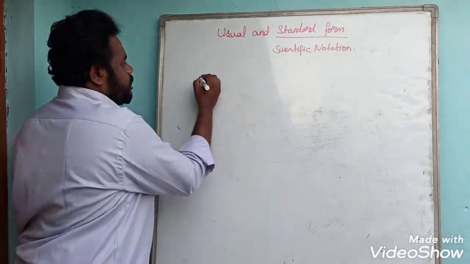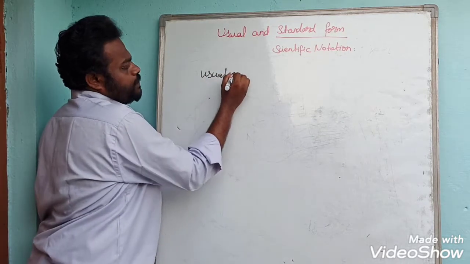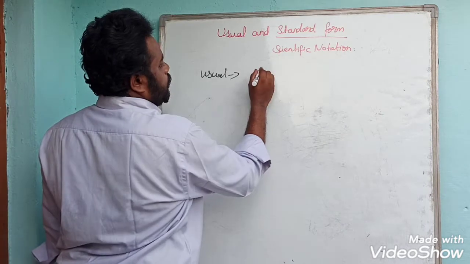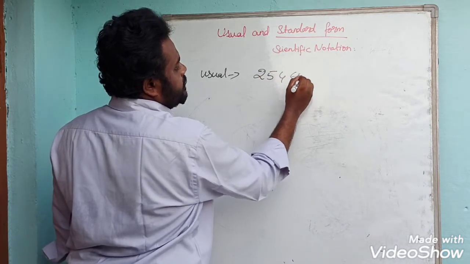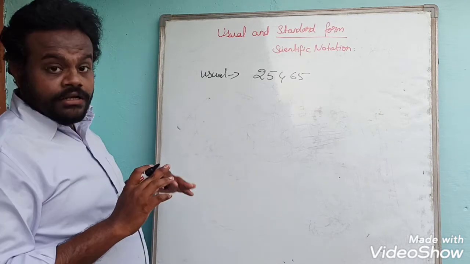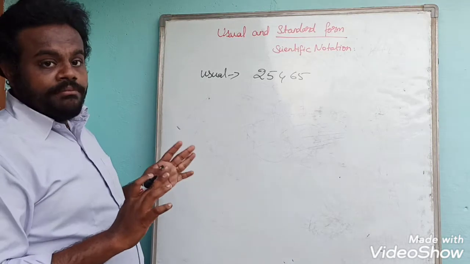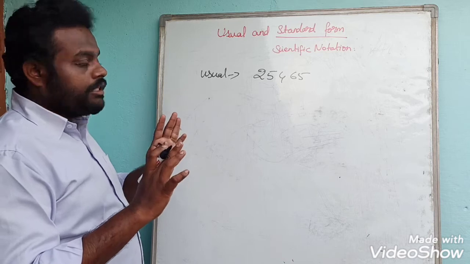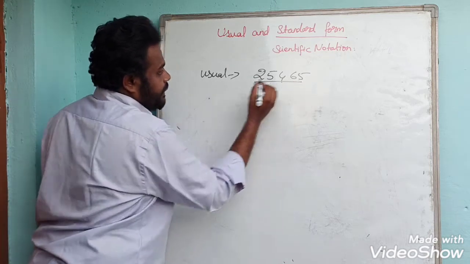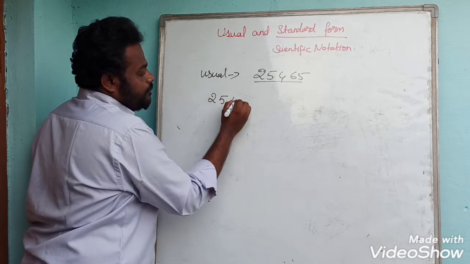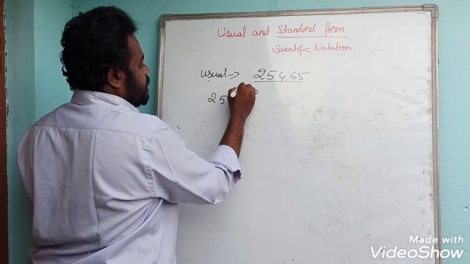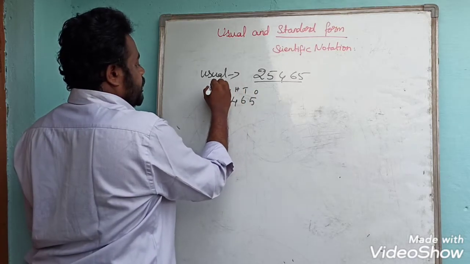What is meant by usual form? In usual form, we write the numbers normally. For example, 25,465. So this is usual form. Scientific notation can be written on the basis of powers of 10. Before that you have to expand it. 25,465: this is ones, tens, 100, 1000 and then 10,000.